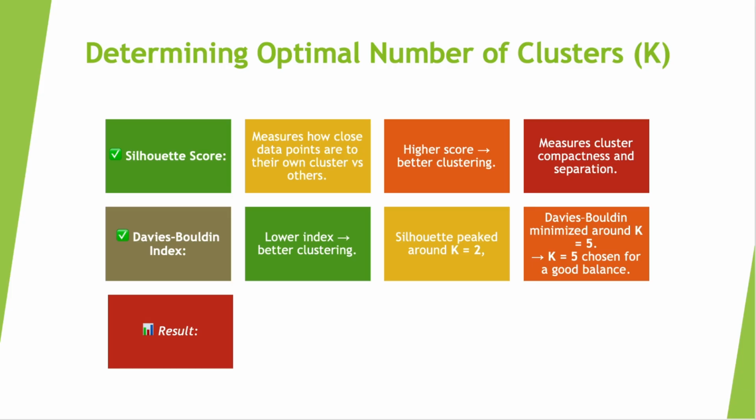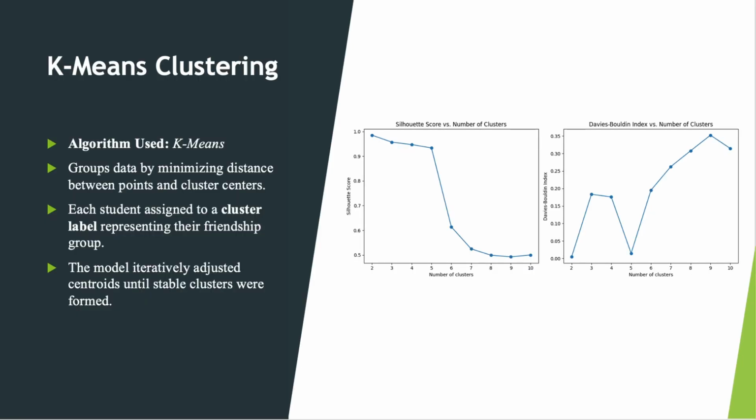Once we knew the right number of groups, we used an algorithm called K-means. K-means is like a teacher who first guesses where the groups are, then keeps moving students around until everyone is in the group they fit best.